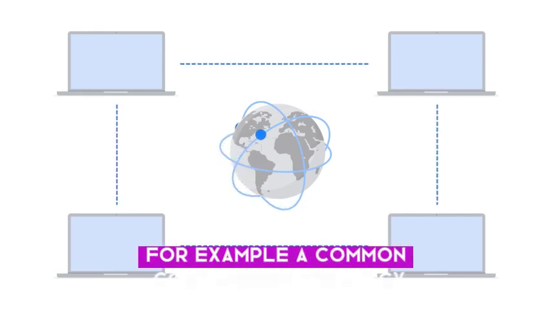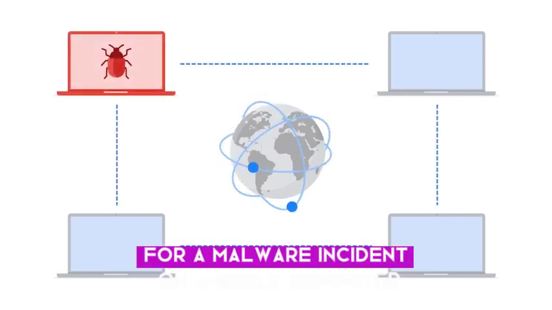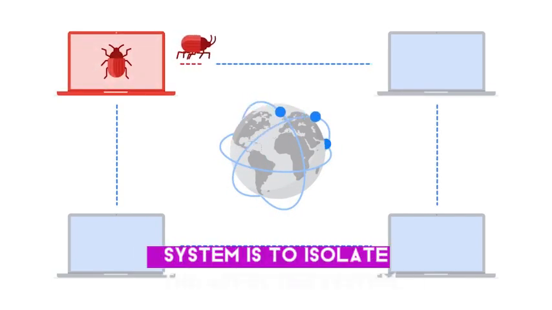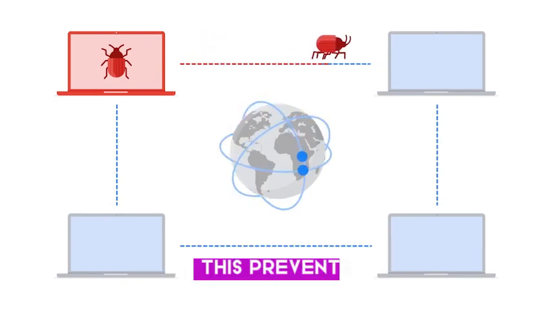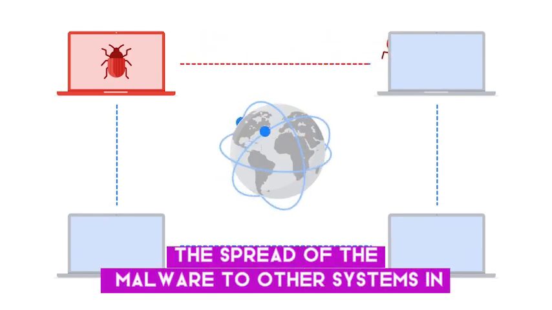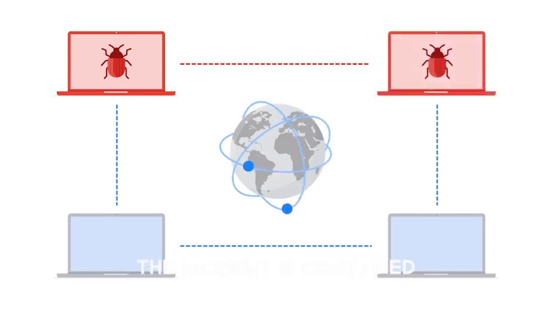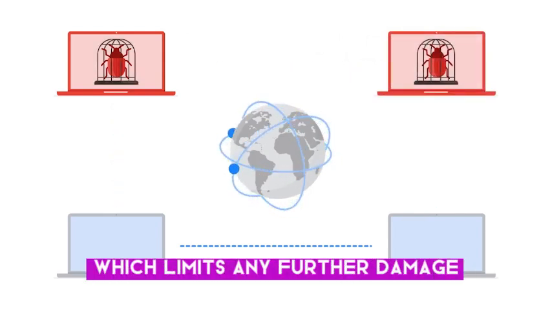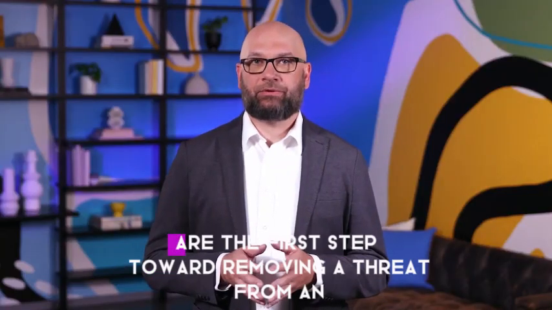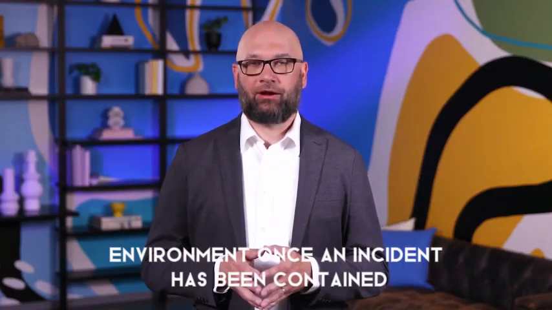Different containment strategies are used for various incident types. For example, a common containment strategy for a malware incident on a single computer system is to isolate the affected system by disconnecting it from the network. This prevents the spread of the malware to other systems in the network. As a result, the incident is contained to the single compromised system, which limits any further damage. Containment actions are the first step toward removing a threat from an environment.